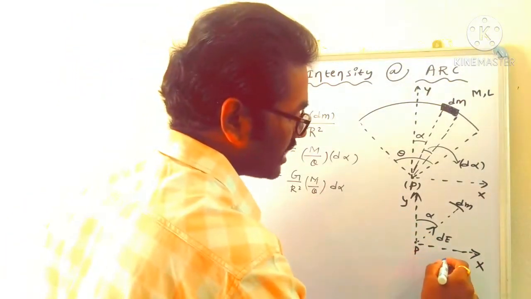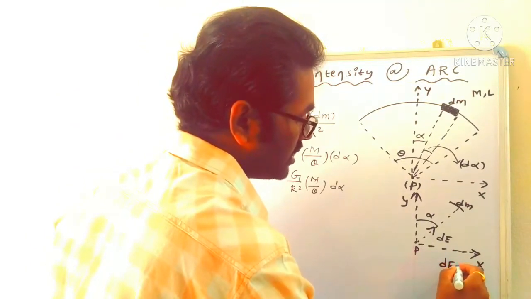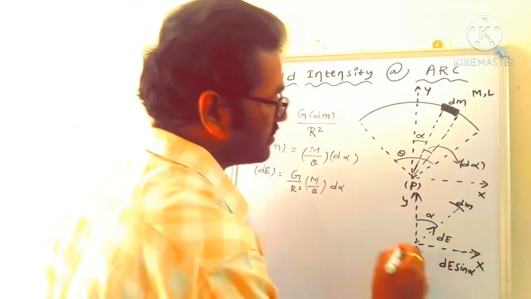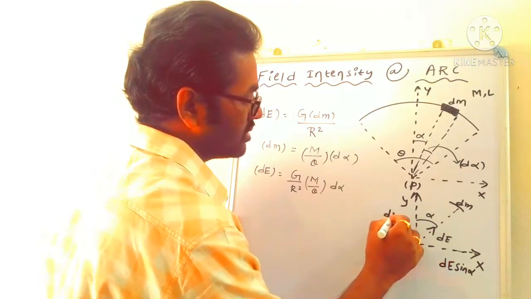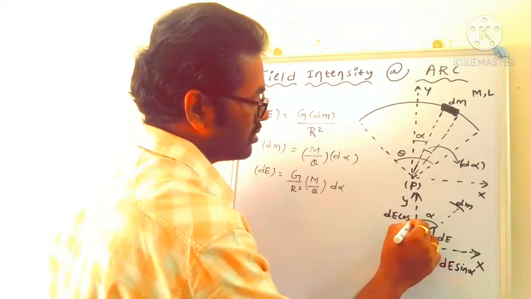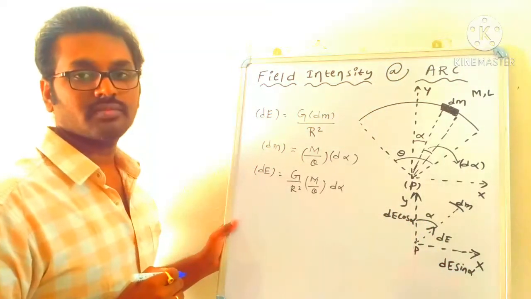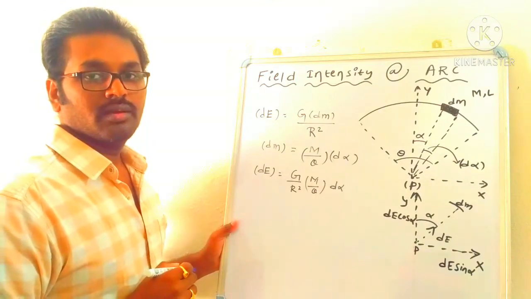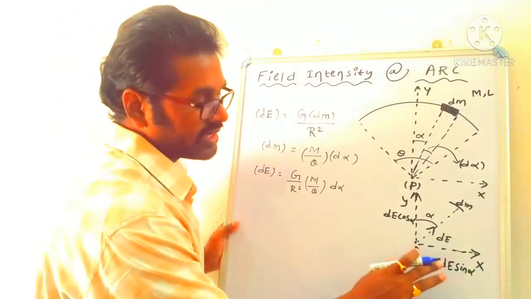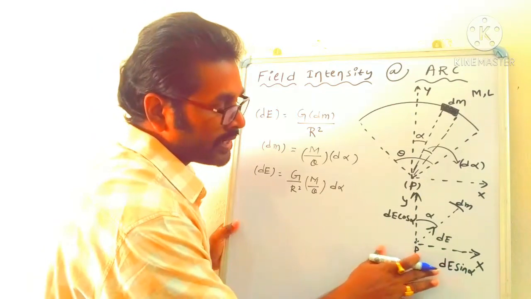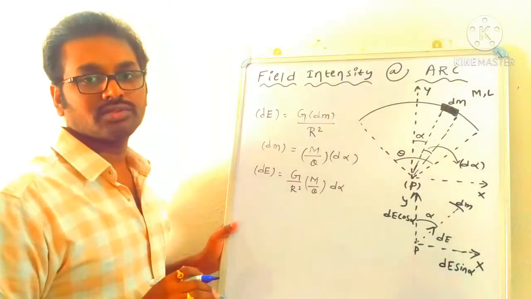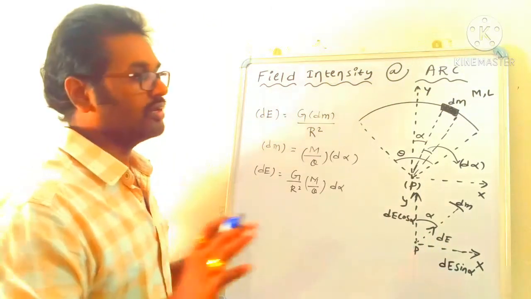Along the x-axis you will get dE sine alpha. Along the y-axis, dE cos alpha. You take care, the component along the x-axis has been cancelled out. The reason is very simple.